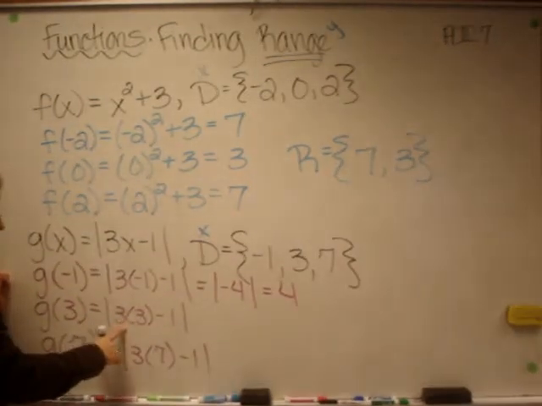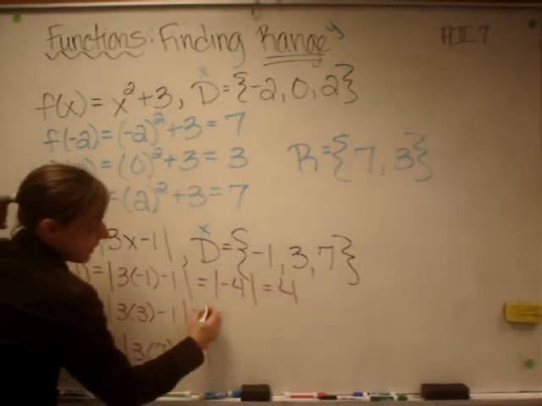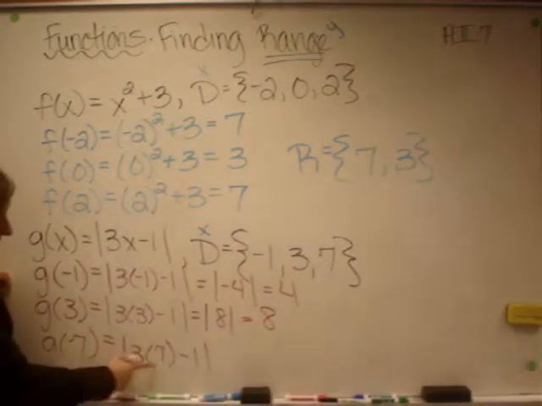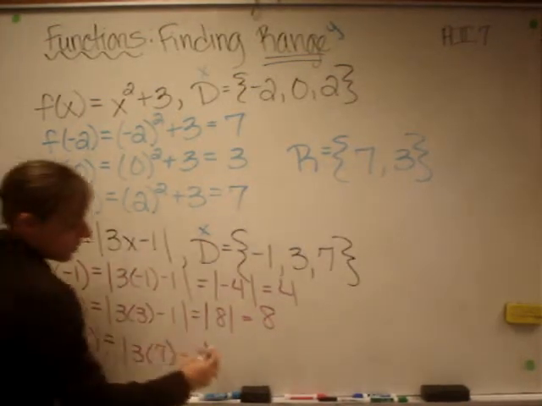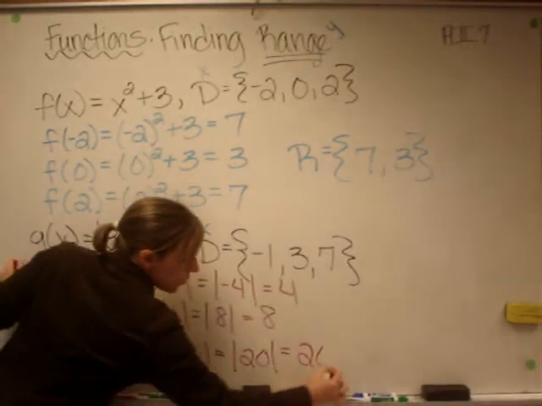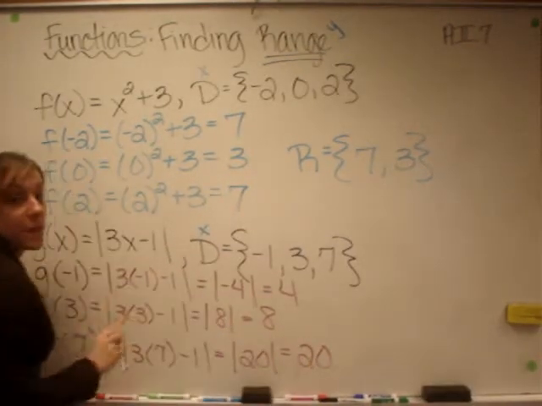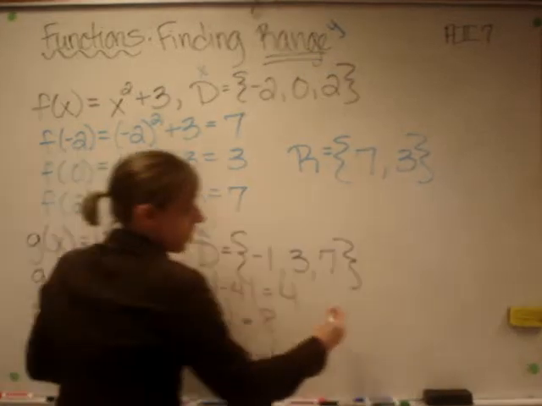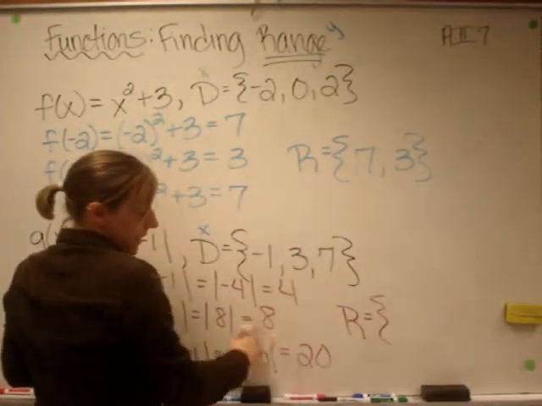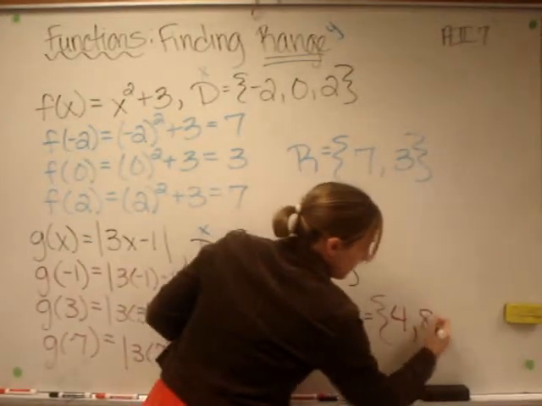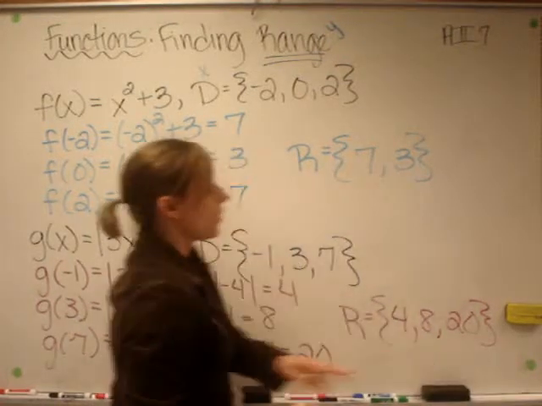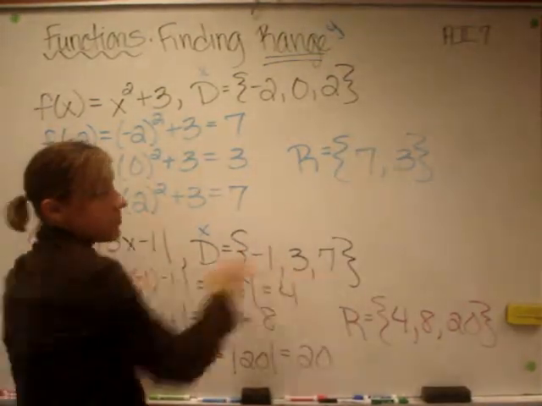All right, here we get 9 minus 1 is 8. The absolute value of 8 is still just an 8. And then this is 21 minus 1, which would just be 20. And the absolute value of that is still 20. So since these don't repeat, we do have 3 values for our range in this case. So our range would be a 4, an 8, and a 20. Okay, 1 for each of the values that we put in.